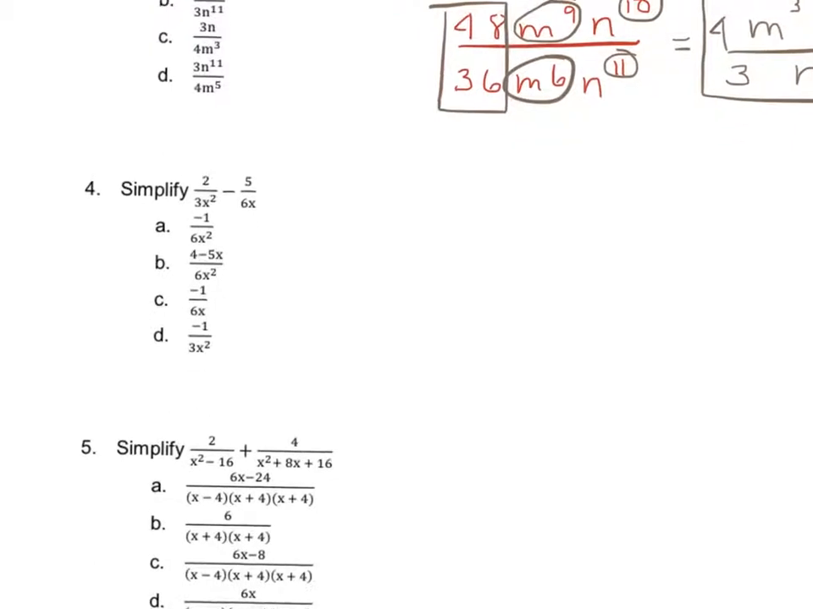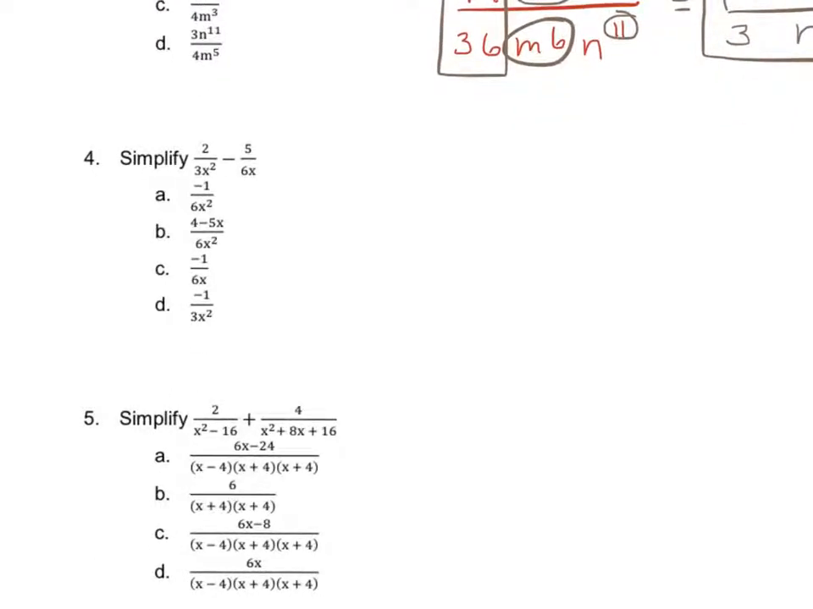Continuing on to problem number 5. This is a subtraction problem. To do subtraction with fractions, they gotta have a common denominator. So I'm just gonna rewrite them right here. 2 over 3x squared minus 5 over 6x.